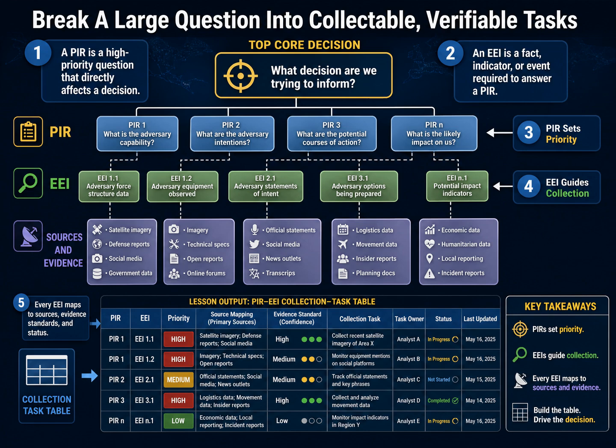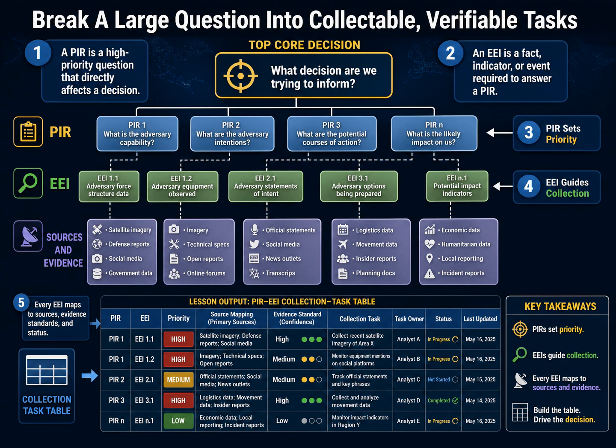In the last lesson, we turned "look into this company" into a complete requirement. That requirement is much better, but it still cannot be pasted into a search box. Think of a PIR as the high-priority question we must answer. Think of an EEI as the smaller fact, indicator, or event we must obtain to answer it. The PIR tells us what matters first. The EEI tells us what to collect.